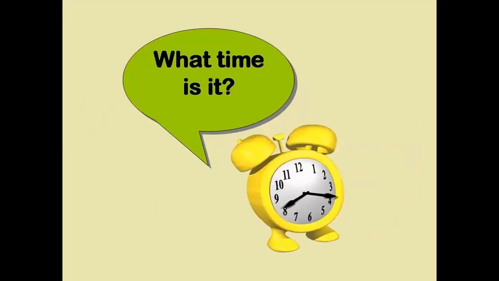Now, let's go and read the time. What time is it? Look at the alarm clock here. I can find the small hand, or the hour hand, stands for number 8, and the big minute hand stands for number 4. So it's 8:20.